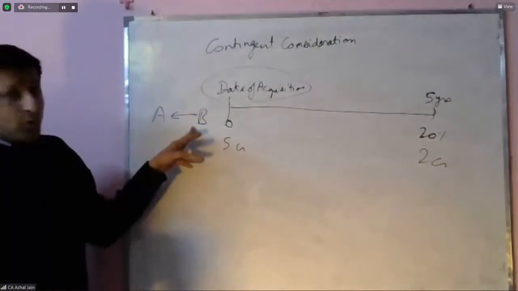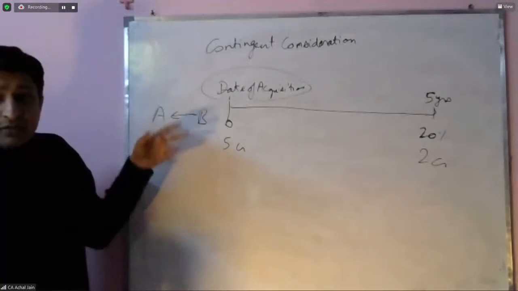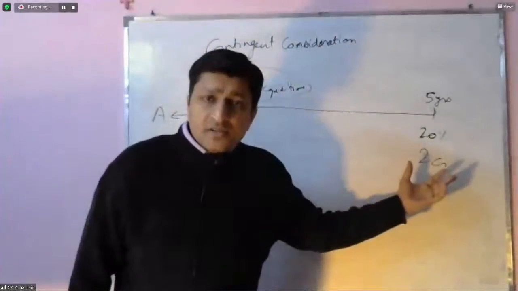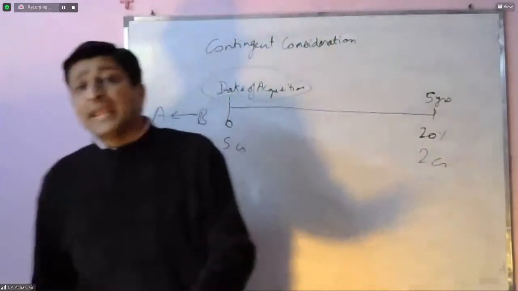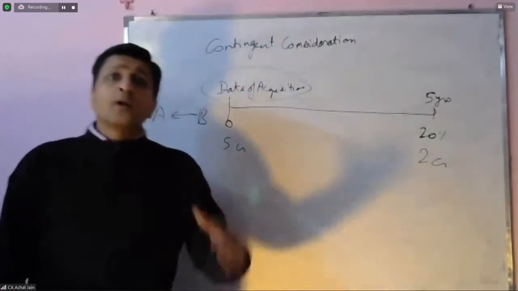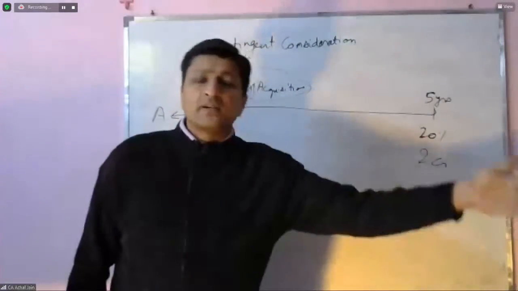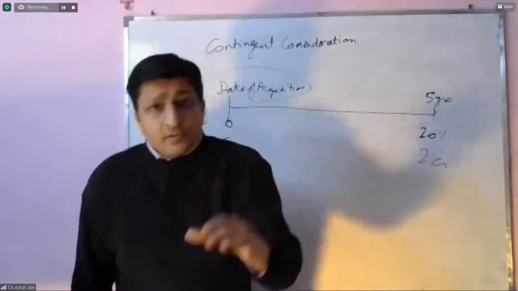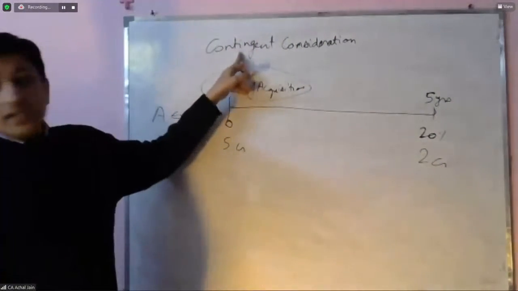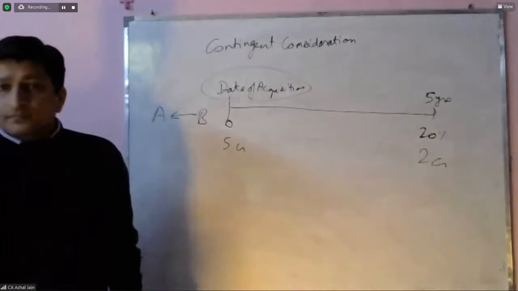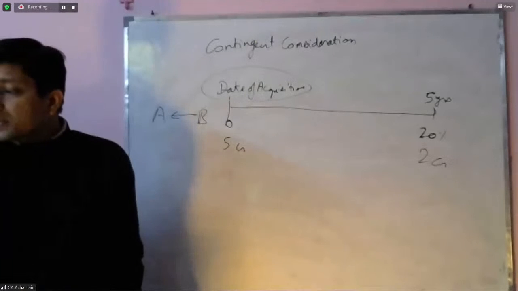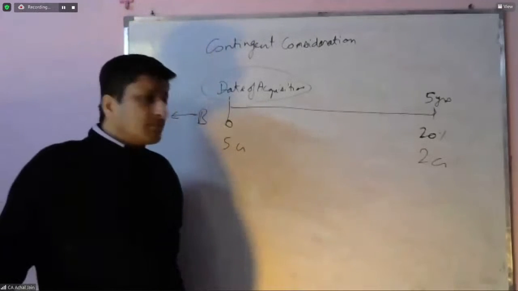The seller or the company or the business will work hard to achieve these conditions, but it may or may not become possible. They are contingent upon the occurring of some future event. That's why such type of consideration is called contingent consideration.